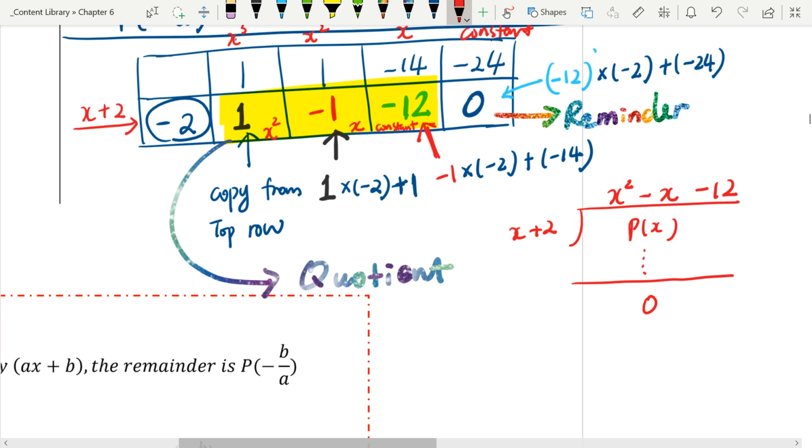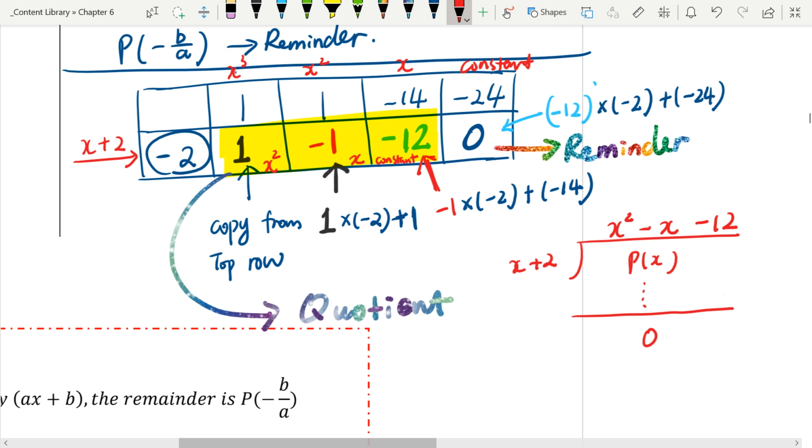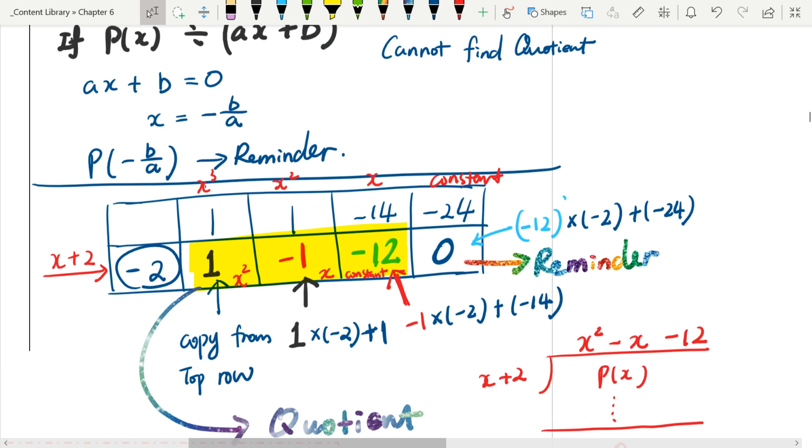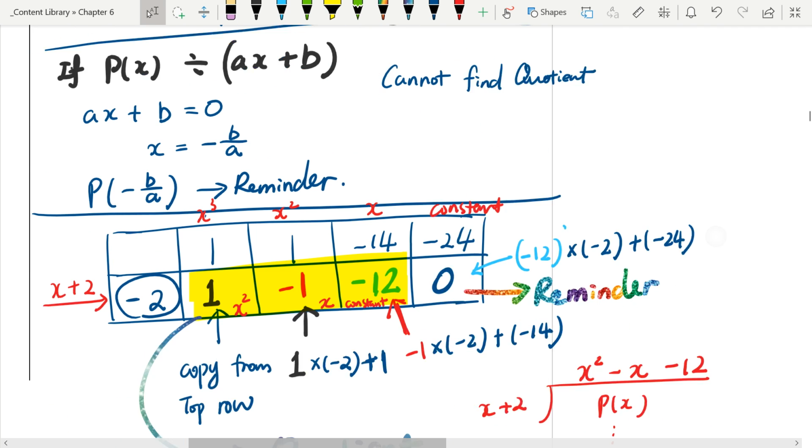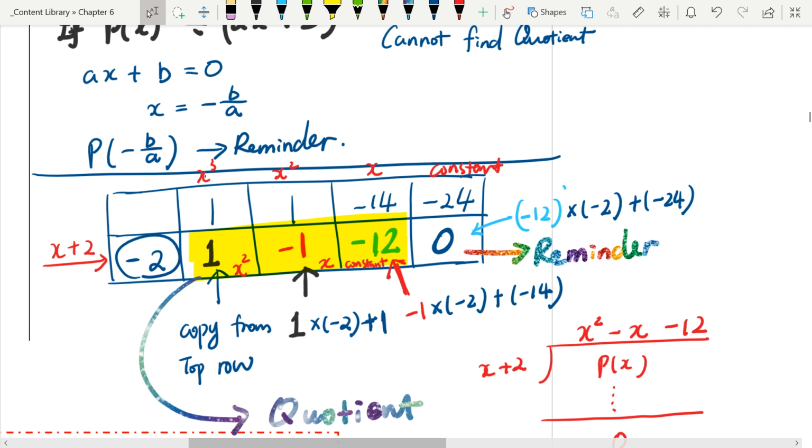Go back to the top and check with your long division. Is that the same result we get? Yeah. So this method works, and I don't need to go through long division. Think about how much time you need to spend on this table and how much time you need for the long division. So it's obviously a quicker method using this table.